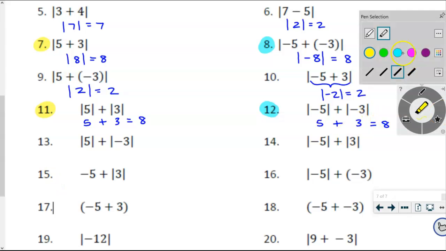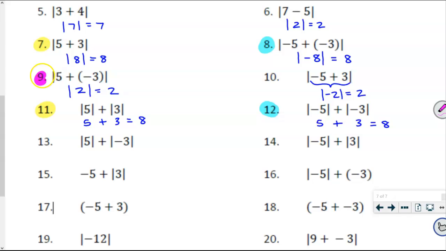Okay, and now, again, look for these similarities, number 9 and 13.